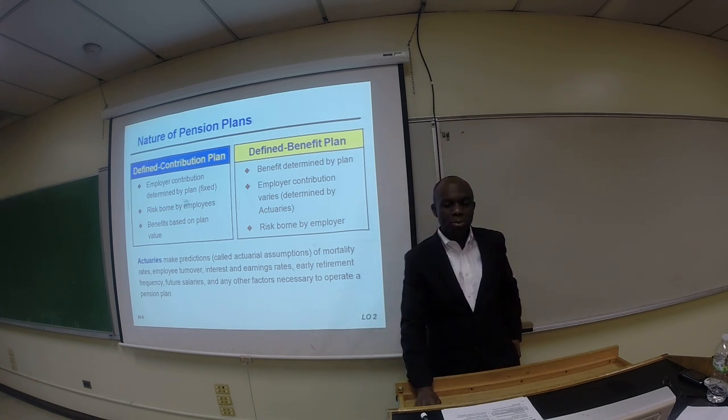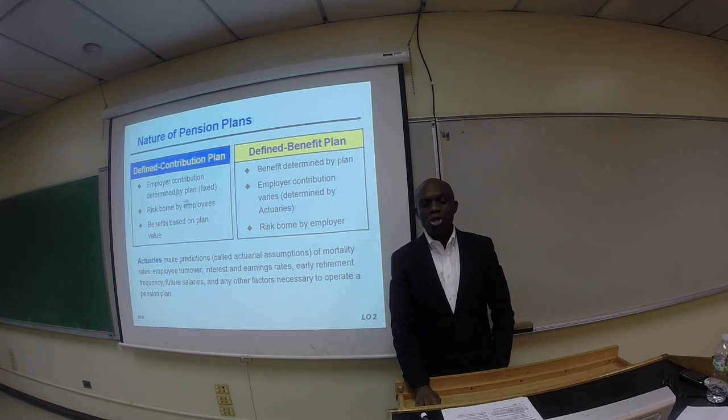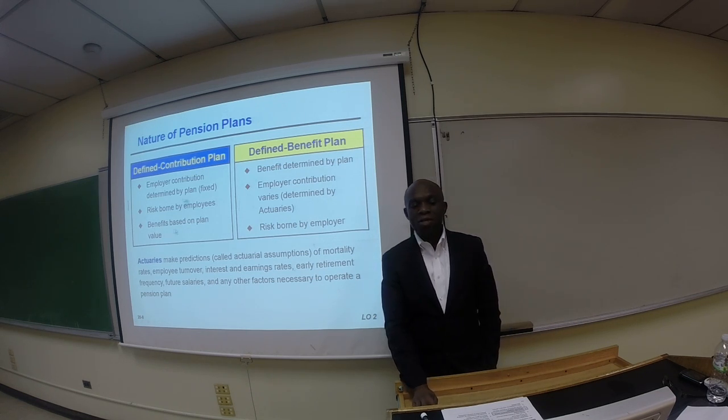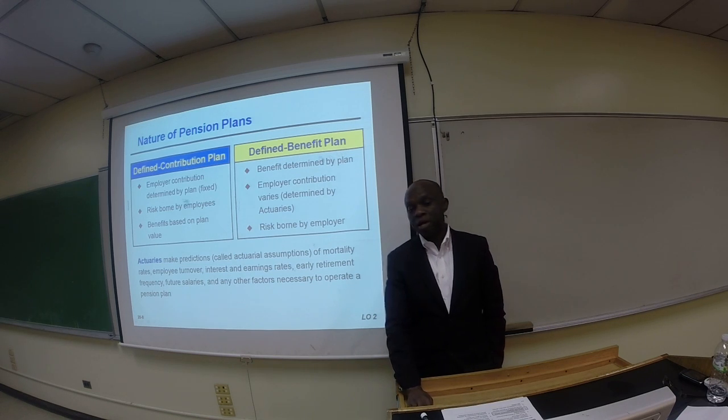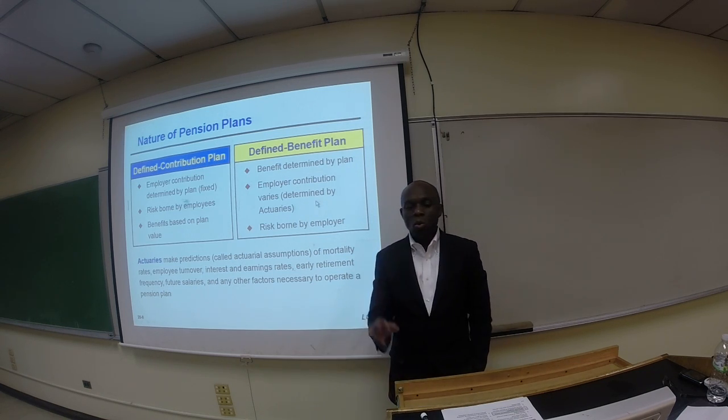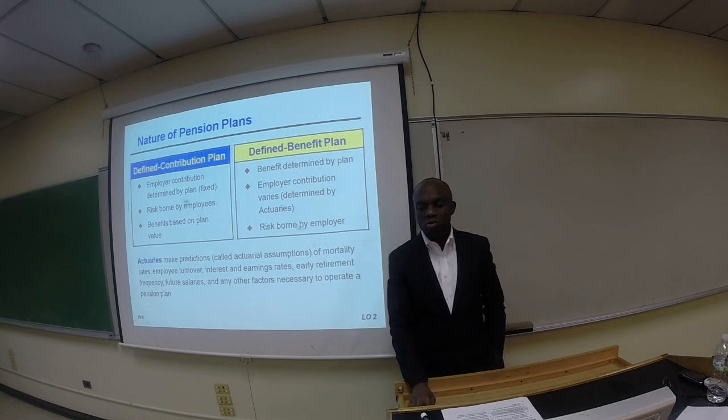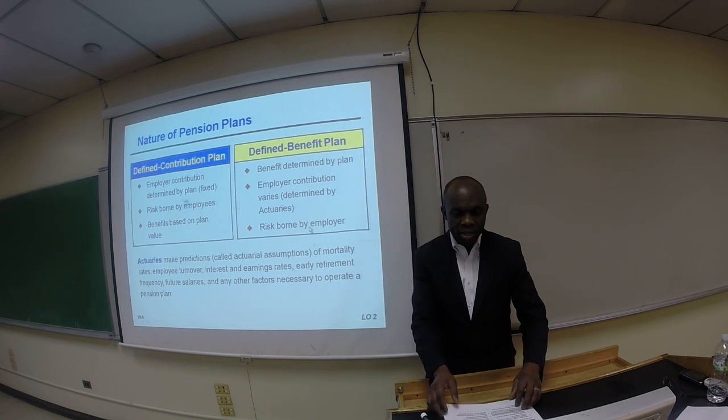So let's take a look at some of the bullets here. The first one, employer contribution determined by plan. Risk borne by the employees, so if the money is not enough by the time you retire, it's up to you. The benefits are based on plan value. Whatever the value of that plan is, it is what it is. Take a look at the defined benefit plan. The benefit is determined by the plan, so the benefit is predetermined. Employer contribution varies depending on what the actuaries calculate, and the risk obviously is borne by the employer.